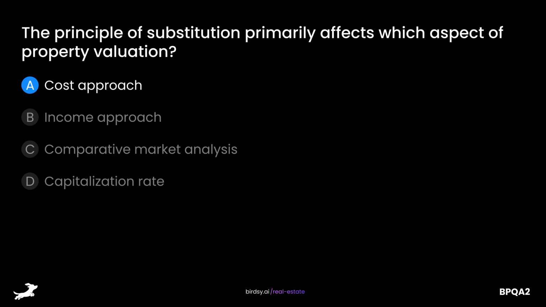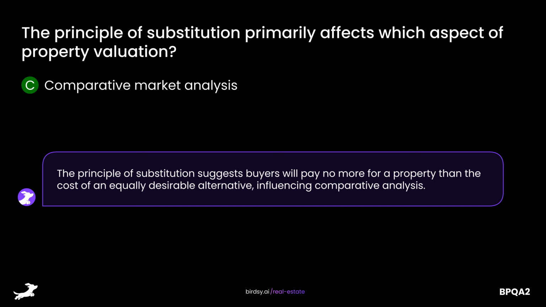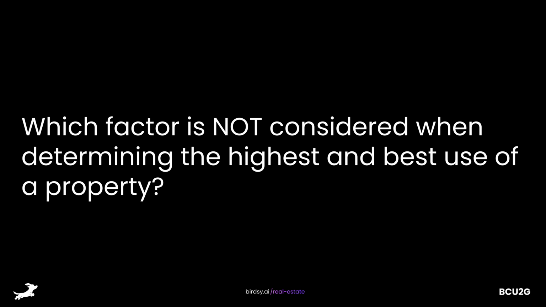Is it A, cost approach, B, income approach, C, comparative market analysis, or D, capitalization rate? The answer is C, comparative market analysis. The principle of substitution suggests buyers will pay no more for a property than the cost of an equally desirable alternative, influencing comparative analysis. Which factor is not considered when determining the highest and best use of a property?